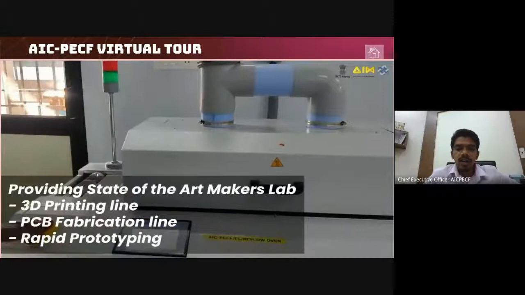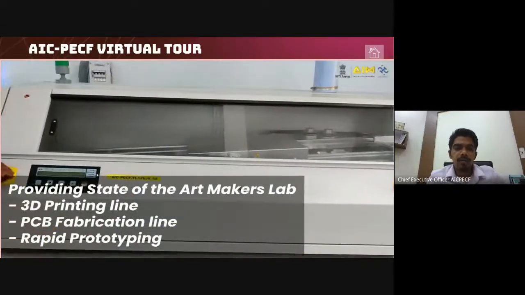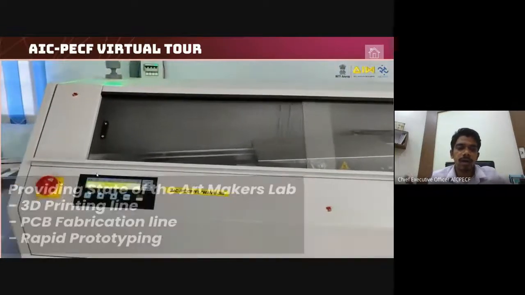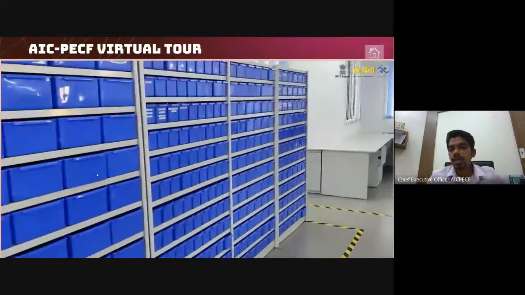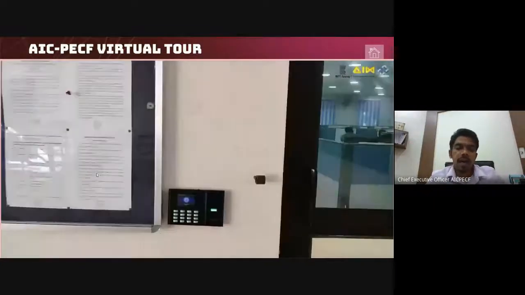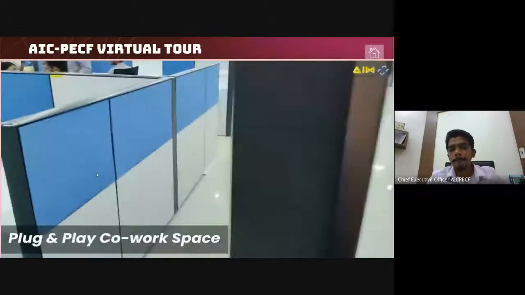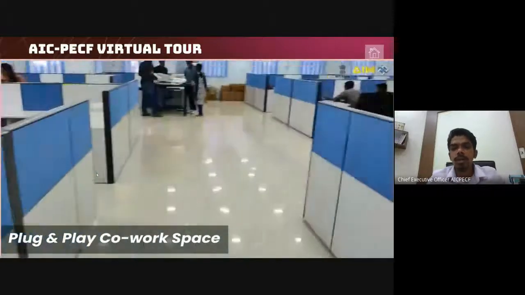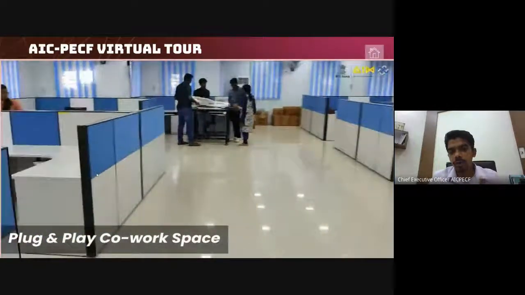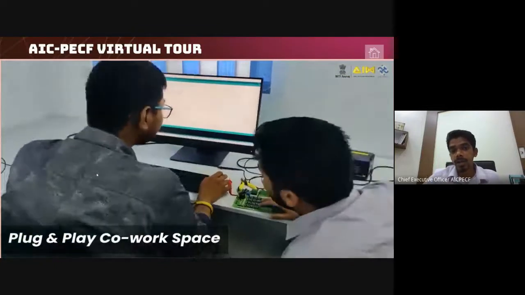So you can come in with an idea, develop your product, design your product, identify your business model canvas, and start fabricating your product on a small scale. You can sit and work in the co-working space. So these kind of services are available right now in the ecosystem.